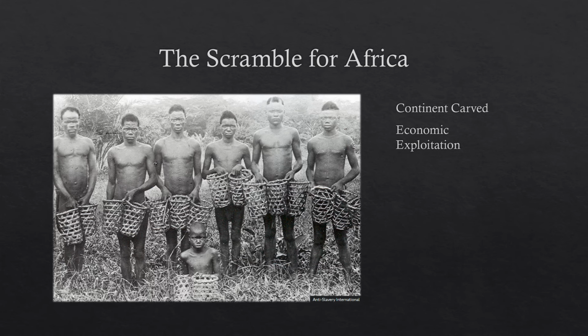And in many places, various types of coercive labor was used. The Belgians get a particularly bad reputation, Belgian Congo, keeping up with quotas that were demanded, mutilating people, cutting off hands and feet for people who were too slow producing goods. And so there's a lot of terror and exploitation that went along with this.